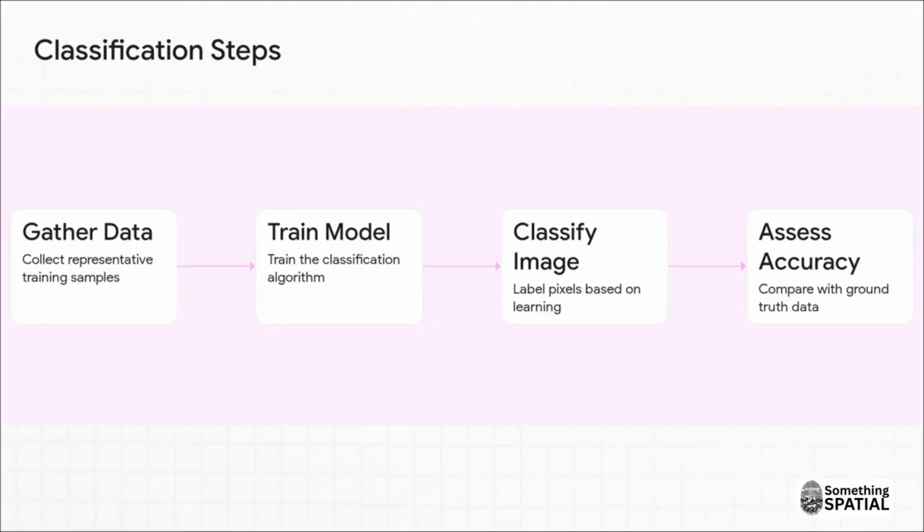Breaking those steps down a bit more. Step 1 is gathering the training data to create that perfect study guide. Step 2 is training the classifier. Step 3 is letting the algorithm loose to classify those millions of remaining pixels. And Step 4 is assessing accuracy using independent ground truth data. Because, let's be honest, if our initial study guide was flawed, the final test scores are going to be pretty embarrassing.